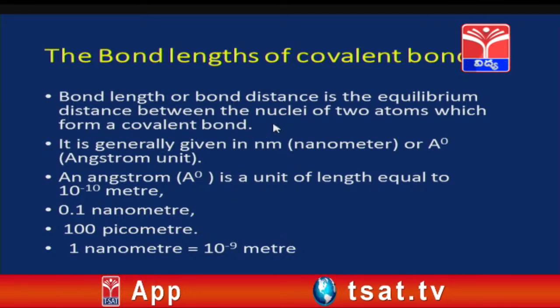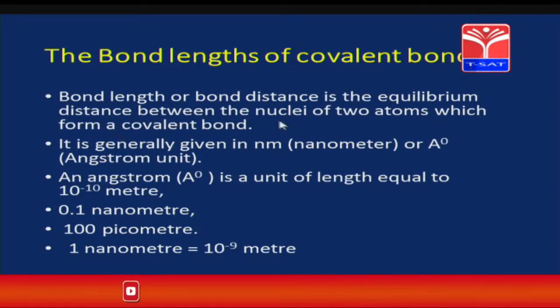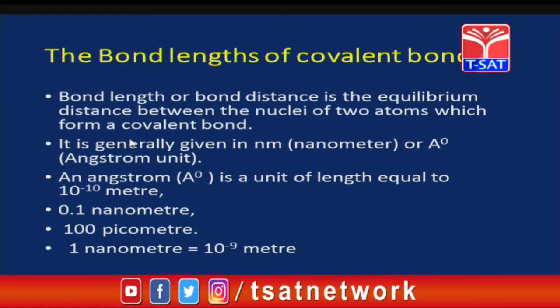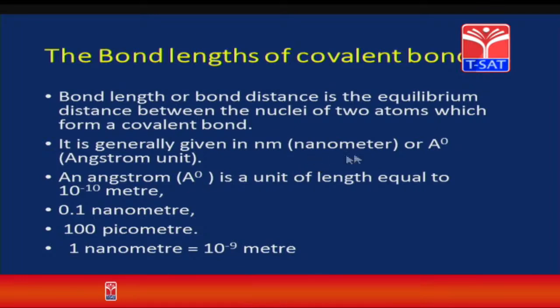Bond length, it is also called as a bond distance. It is nothing but the equilibrium distance between the nuclei of 2 atoms which is formed due to the covalent bond. How is it measured? It is measured in terms of nanometers or angstrom units.